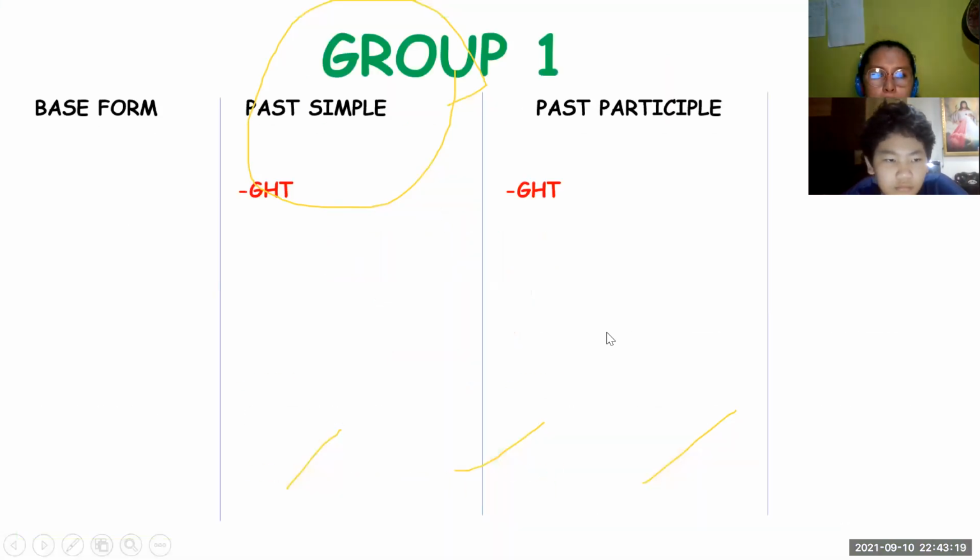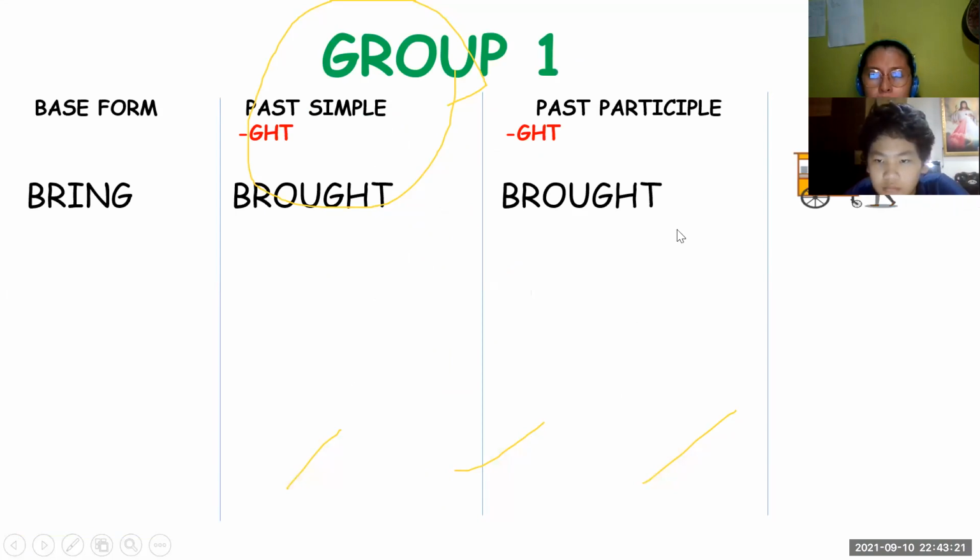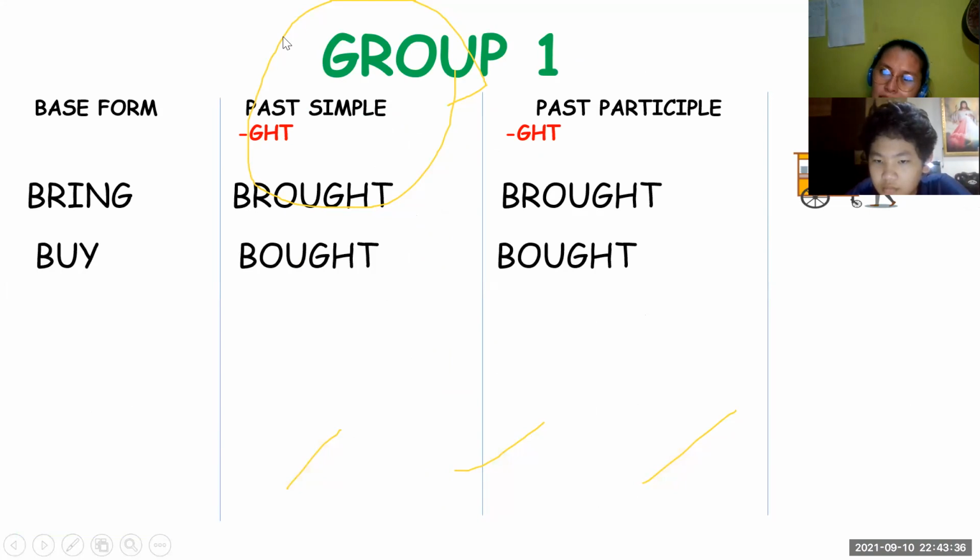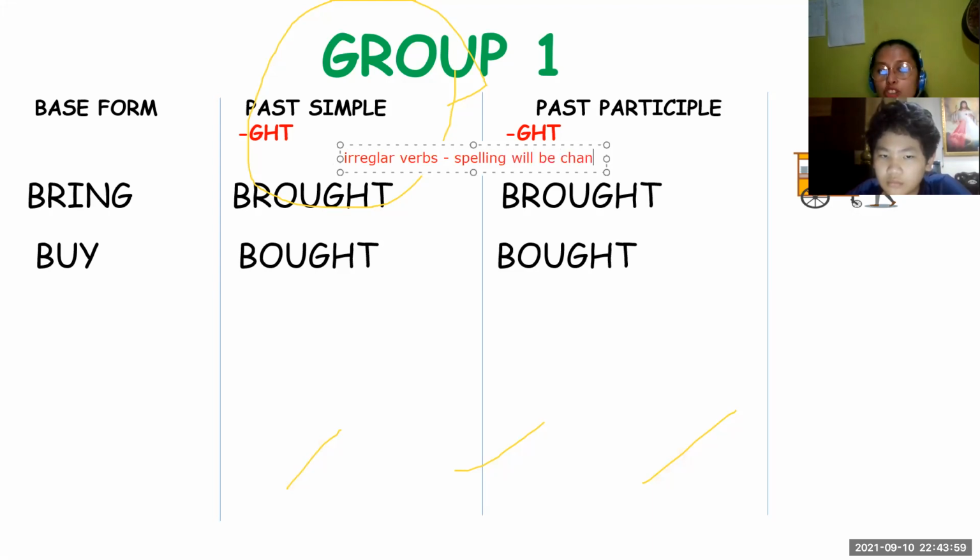Okay, so here are some group two. For example, I'll give you some examples. Bring. In the past tense, it will be brought. The past participle, brought, also like that. Another one, buy. Those verbs here are irregular. When you say irregular verbs, those are verbs that will change in spelling when they go into the past and then to the past participle. Irregular verbs, the spelling will be changed.